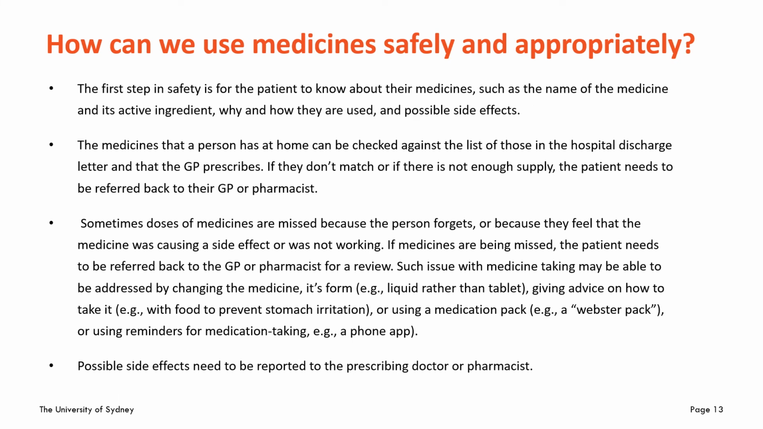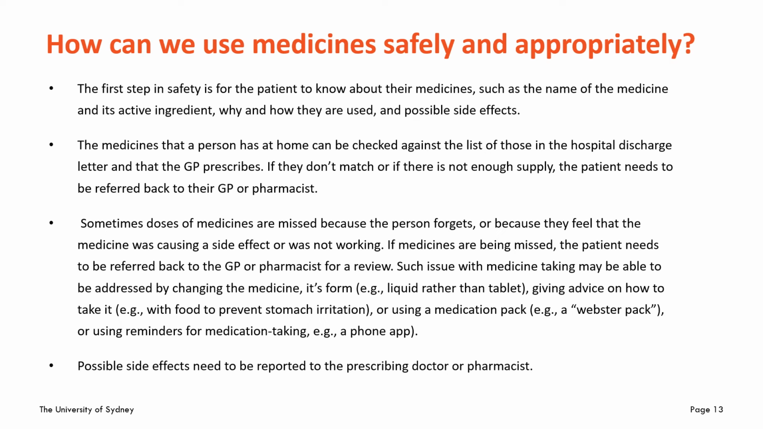How can we use medicine safely and appropriately? How can we support people to use their medicine safely and appropriately? Well, the first step in safety is to know about the medicines, to know about the name of the medicine, and to be able to understand which is the active ingredient and which is the brand name, so that people don't double up on medications if they're taking more than one brand of the same active ingredient. Say if they're discharged from hospital on one brand of a medication and they've been taking a different brand while in the community, you don't want people to double up on that.